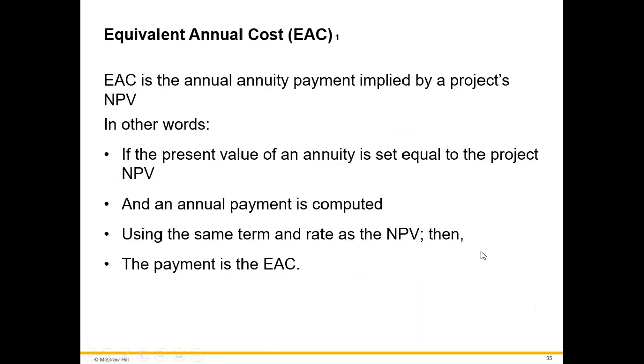Equivalent annual cost is an annual annuity payment implied by a project's net present value. So we look at a project's net present value and say, well, if we receive that amount in payments, what would the payment be? Or if you want to look at it, if we had to pay for that monthly or at certain time periods, what would, in this case, an annual payment be? You should use the same term and rate as you do for the net present value.